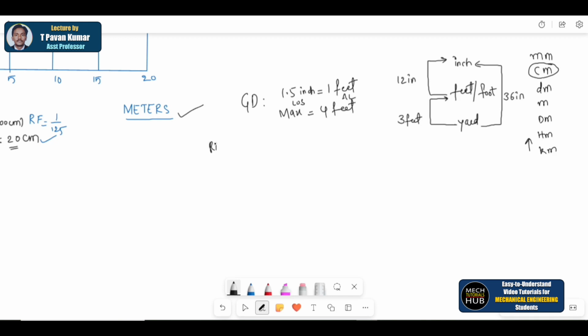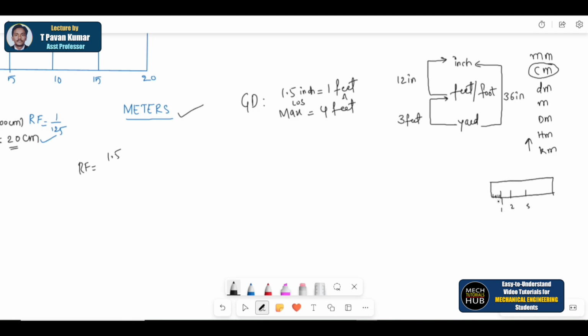So RF is equal to, let me calculate here, RF is equal to 1.5 inch. I want to convert. The problem might be given in inch, feet, or yard, but you have to convert everything into inches only, because if you convert into inches, whatever scale you're using, it will read up to 3 units. This scale will read 1 centimeter, 2 centimeter, 3 centimeter.